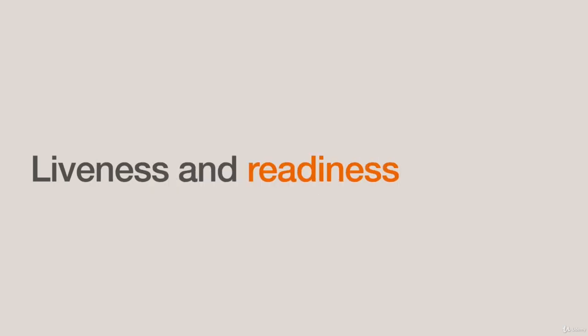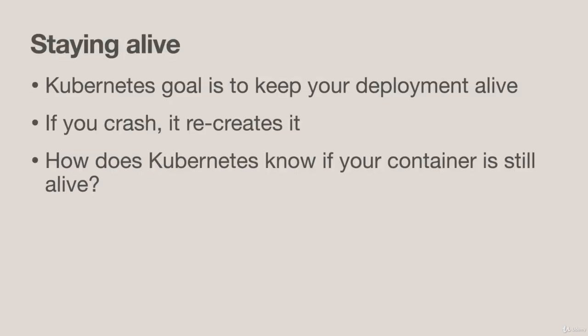In this video, you're going to learn about two very important concepts for being successful inside Kubernetes, and those are liveliness and readiness. So the goal of a system like Kubernetes and other container orchestrators is to keep your deployment alive. It's not just to start 3 containers and then go away and say that is my job done. It is to keep 3 containers running indefinitely.